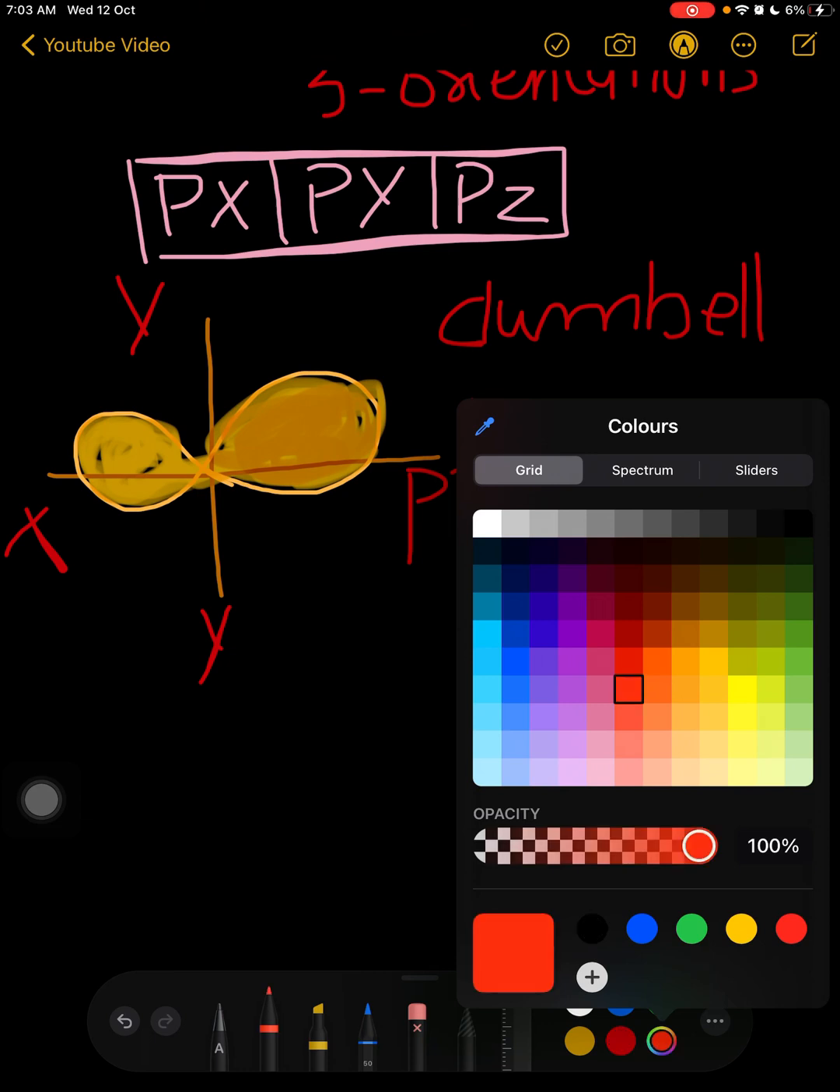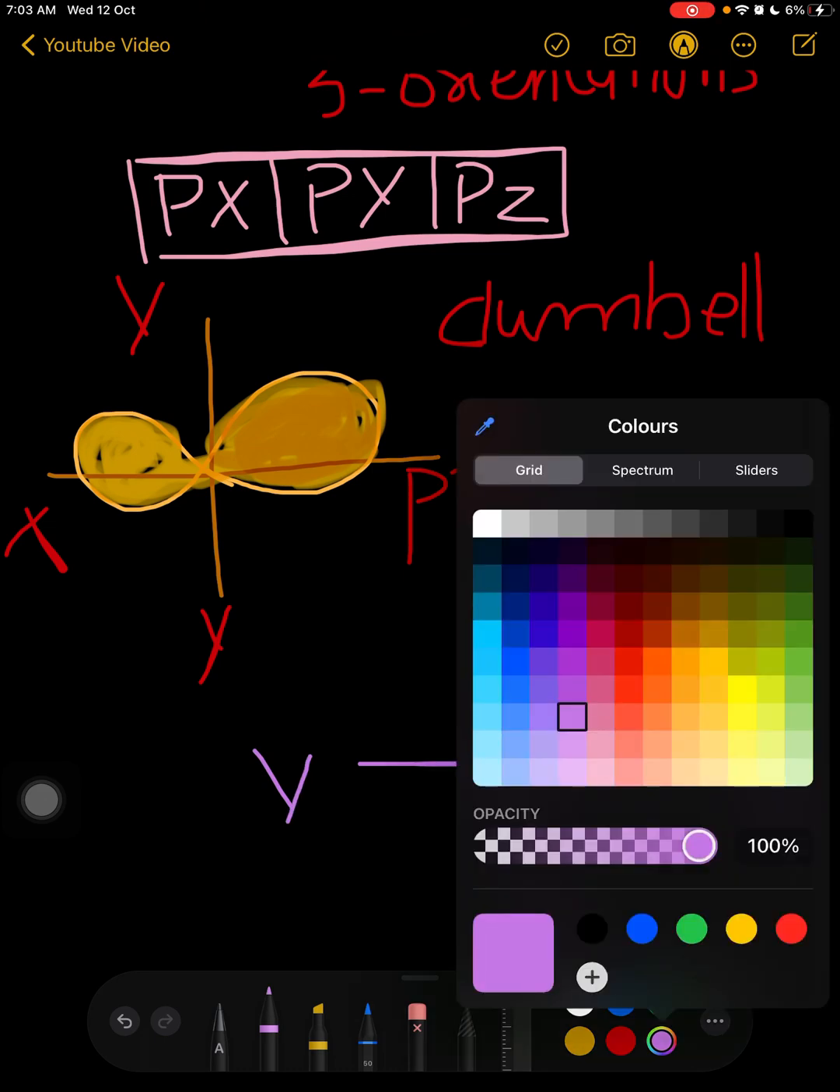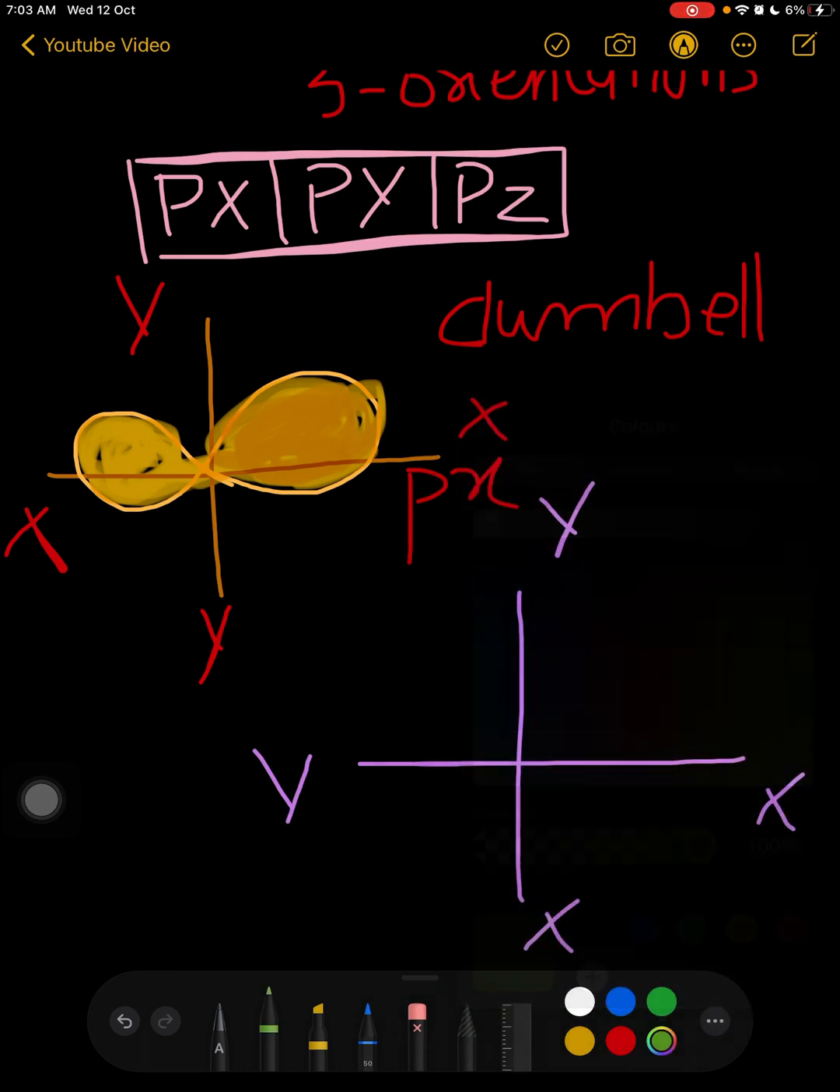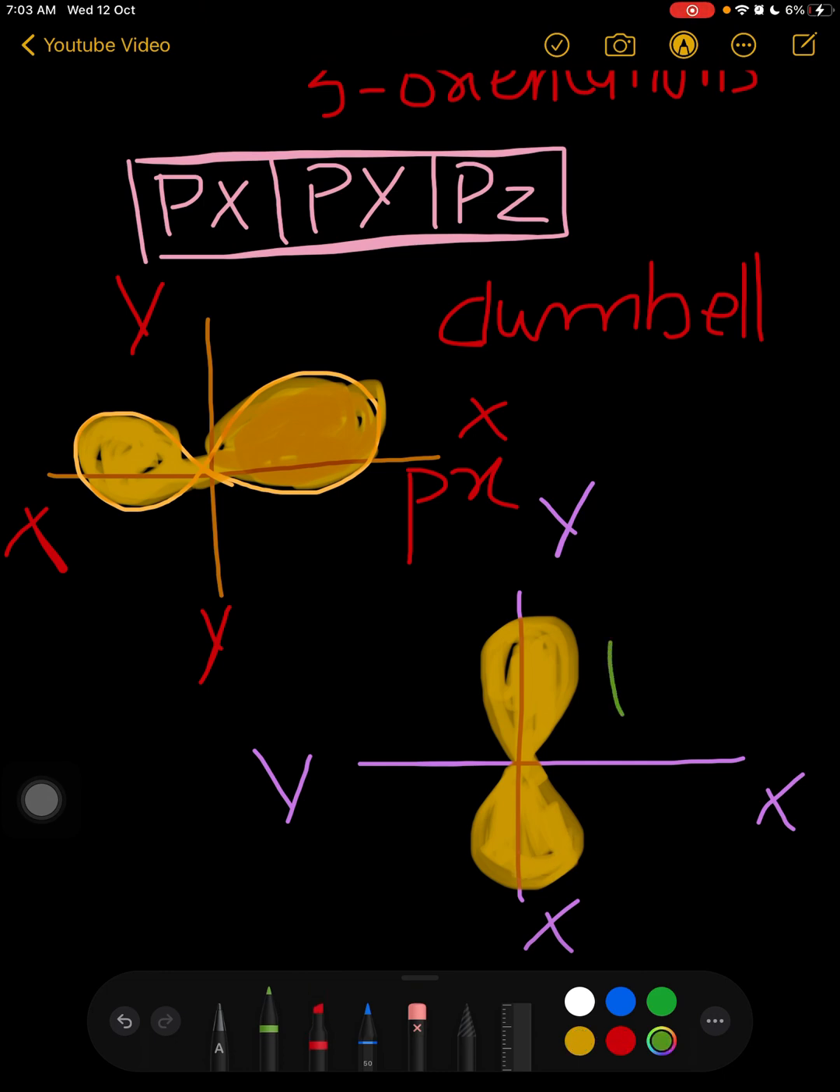Now let's look at the next one. This is the x-axis, this is the y-axis, x, y, right? Let's make this color. You can see this dumbbell, it is on which axis? It is on the y-axis. This is known as py. Okay, this is px, this is py.